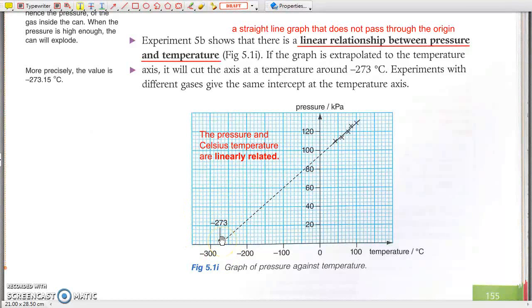As the gas pressure cannot decrease anymore, the scientists started to believe that negative 273 degrees Celsius is the lowest possible temperature. They even repeated the experiment with different gases, hydrogen, oxygen, nitrogen, and so on, and with different amounts of gas, and they still got the same result, that negative 273 degrees Celsius is the lowest possible temperature.